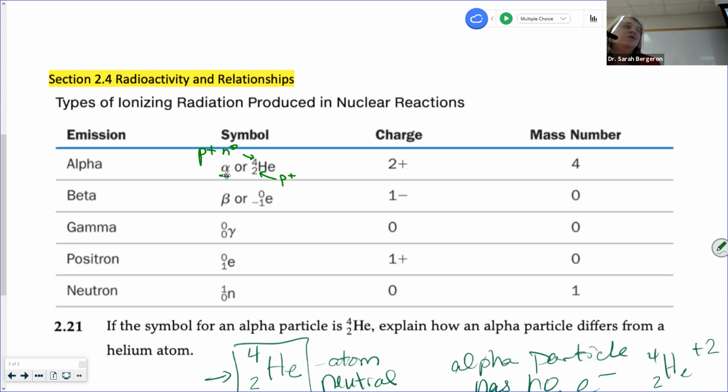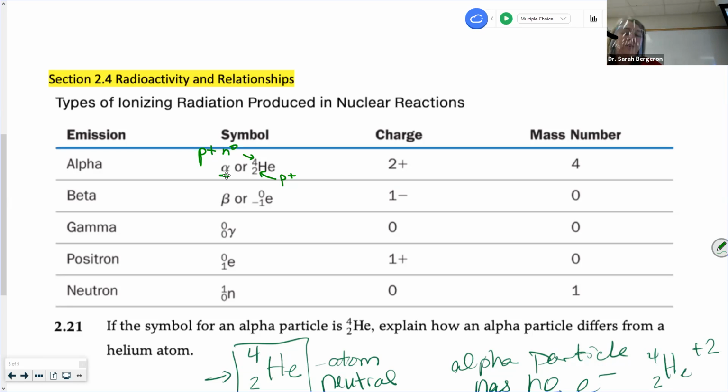What's the charge on a neutron? Neutral. So what is my total charge for an alpha particle? Positive 2. That's where we get it from. If you understand where the charge comes from, your math is going to work out. But then it has a mass number of 4 because we have 2 protons and 2 neutrons.